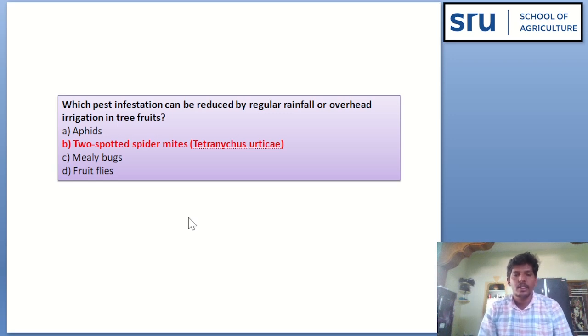So regular rainfall or overhead irrigation in tree fruits helps manage the two-spotted spider mite, that is Tetranychus urticae.